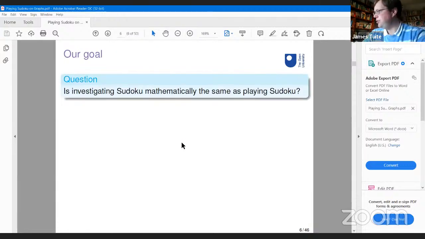But I'd like to ask you a question, please. Is investigating Sudoku mathematically the same as playing Sudoku? What do you think? So I just said I'm not going to be filling in a Sudoku puzzle with you today. How does analyzing Sudoku mathematically differ from merely filling in a Sudoku puzzle? Any ideas?